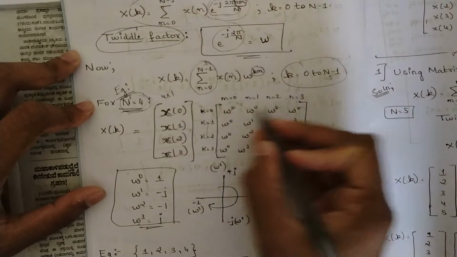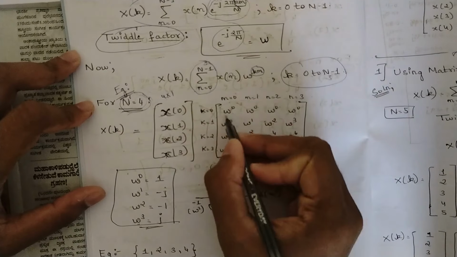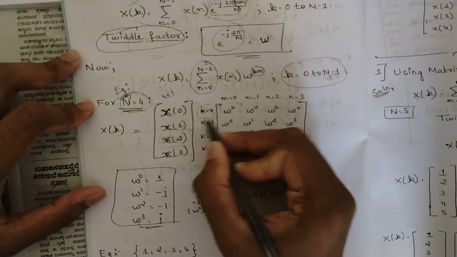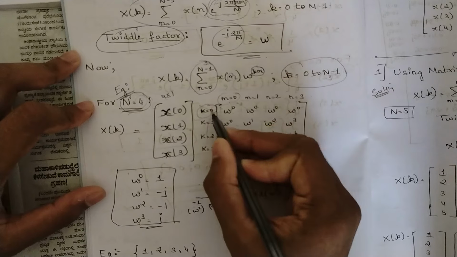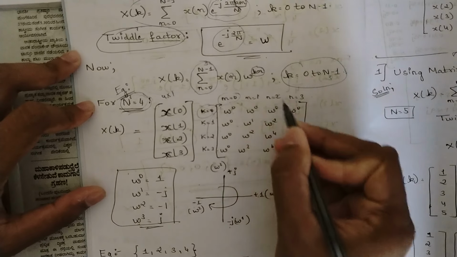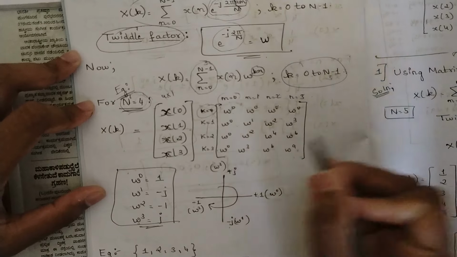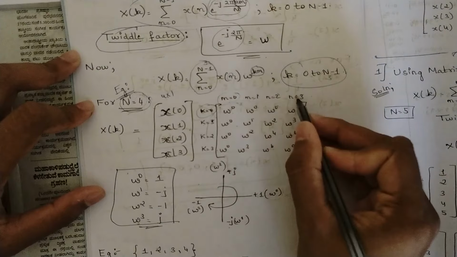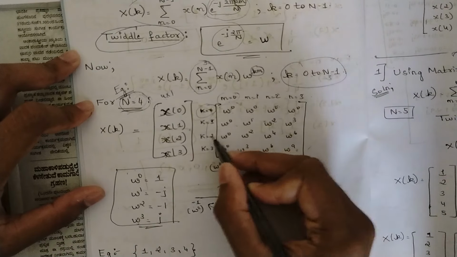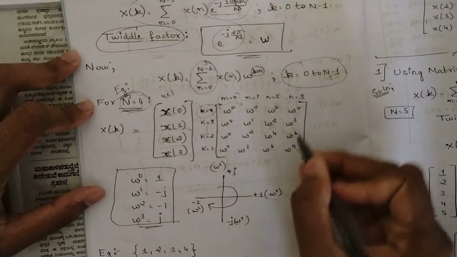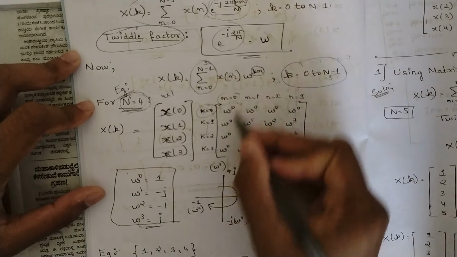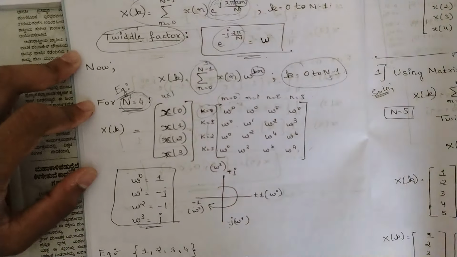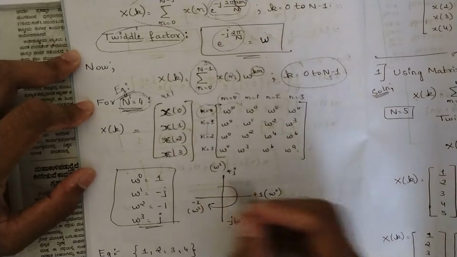Then write the 4 cross 4 matrix, writing w everywhere, and multiply the k and n values. 0 into 0 is 0, 0 into 1 is 0, 0 into 2 is 0, 0 into 3 is 0. Similarly 1 into 0 is 0, 1 1s are 1, 1 2s are 2, 1 3s are 3. Similarly 2 0s are 0, 2 1s are 2, 2 2s are 4, 2 3s are 6. Then 3 0s are 0, 3 1s are 3, 3 2s are 6, 3 3s are 9. Like this you should write the 4 cross 4 matrix here.